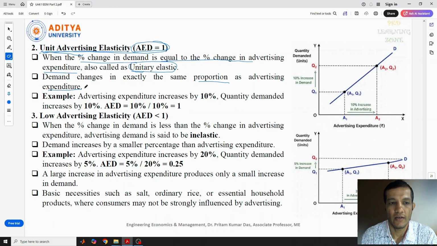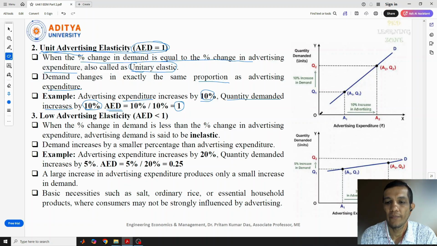So we'll take an example for this also. Suppose the advertising expenditure increased by 10%. Similarly, the quantity demanded also increases by 10%. So here, the value of AED will be 10% by 10%. That will give the value of 1.